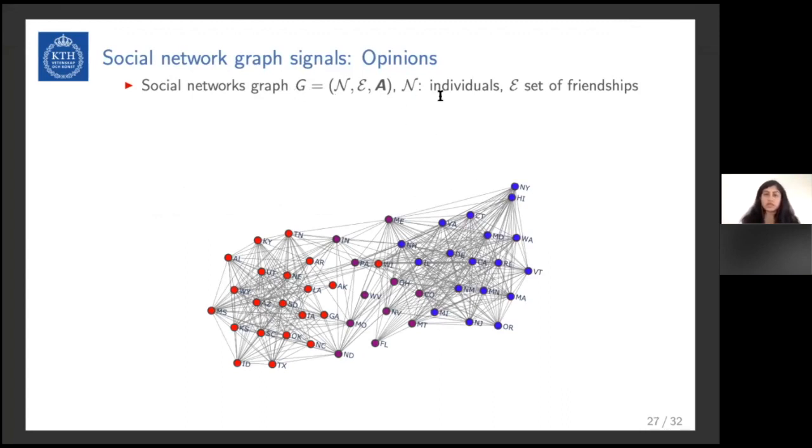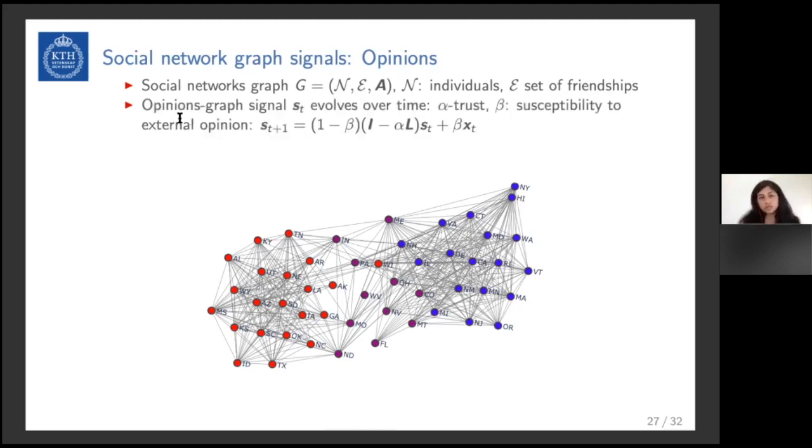So there are, let's say, n individuals, and there is a set of friendships between them, and that's expressed using this edge set. And there is a weighted adjacency matrix which can probably tell you how influenced you are or how close a friend you are. And opinions are then graph signals because everybody has an opinion, and then this entire thing is evolving over time.